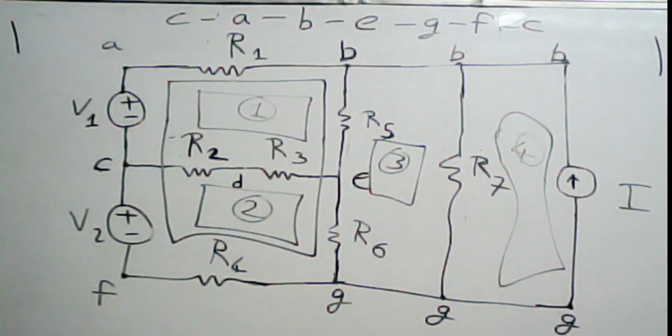Okay, so we have seen what is a loop, what is a mesh, what is a node, what is an essential node, what is a branch and an essential branch.